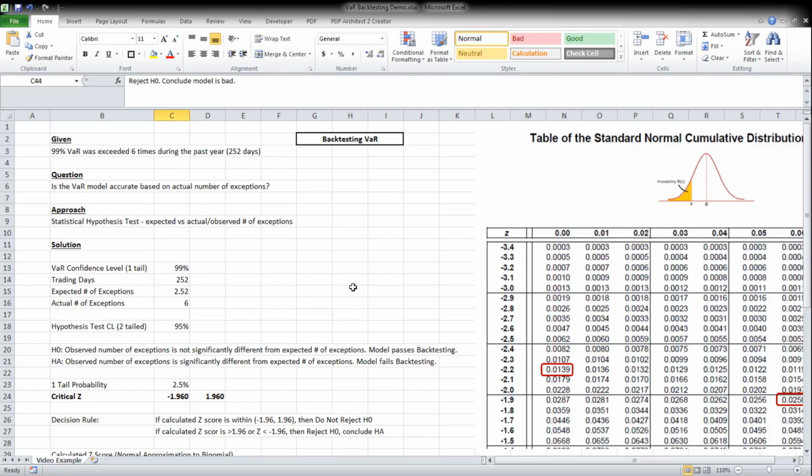We need to do something with our VaR model to either recalibrate it or revisit the definition of the VaR. If we used a normal distribution assumption in our parametric VaR model, maybe it makes sense to pick a different distribution, or maybe it makes sense to use a historical simulation approach instead and see if it works better. So hopefully this was useful, and thank you for watching.